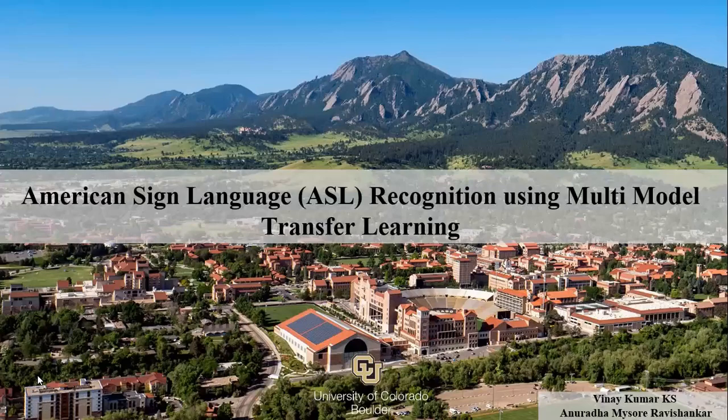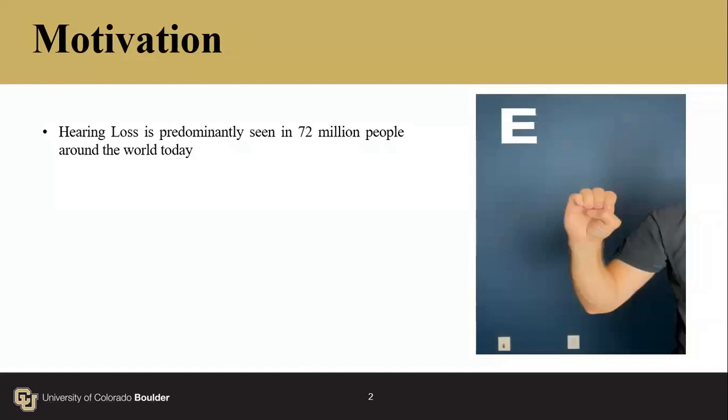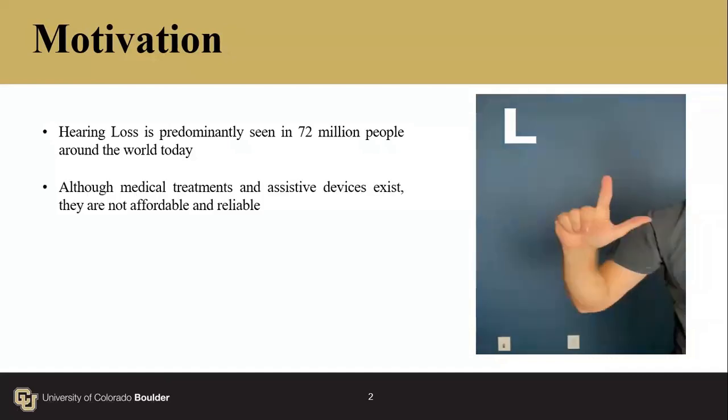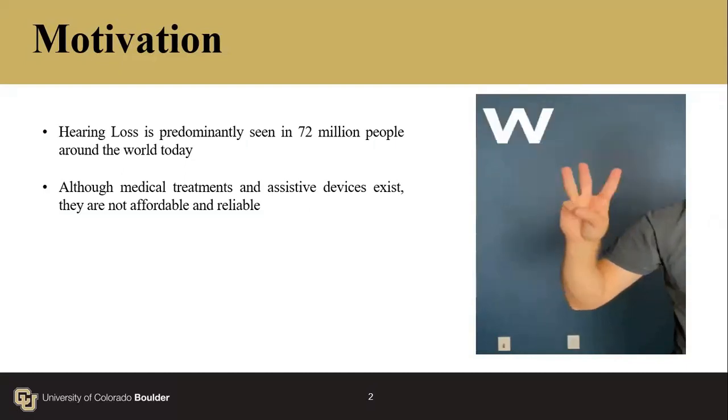Everyone, today we are going to talk about American Sign Language recognition using multimodal transfer learning. Hearing loss occurs due to damage in the auditory nerve in the inner ear. There are various medical means which help cure this loss. However, these are not very reliable and the success rate is very low.